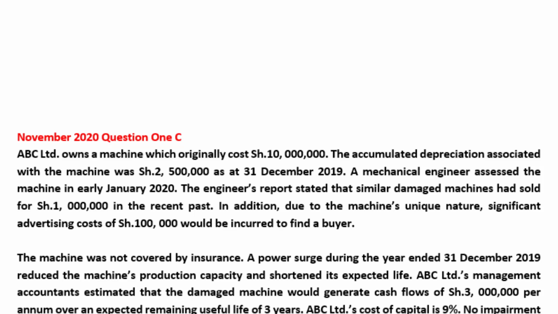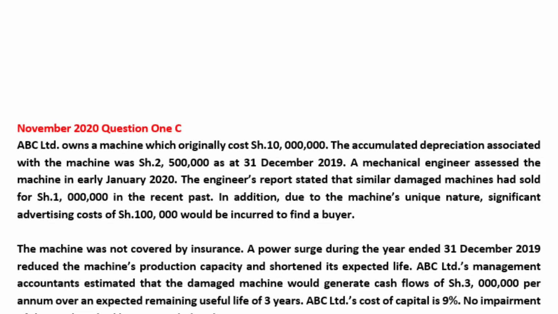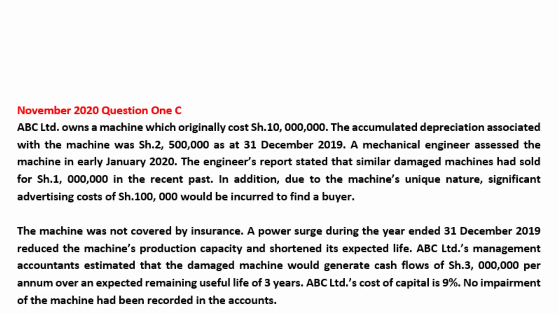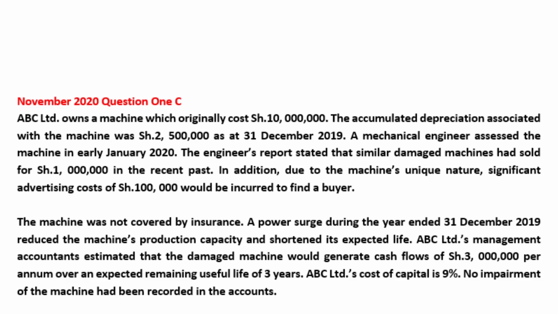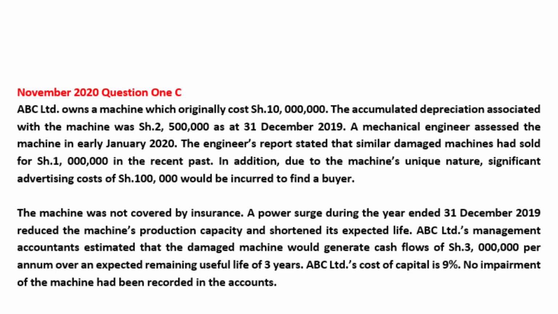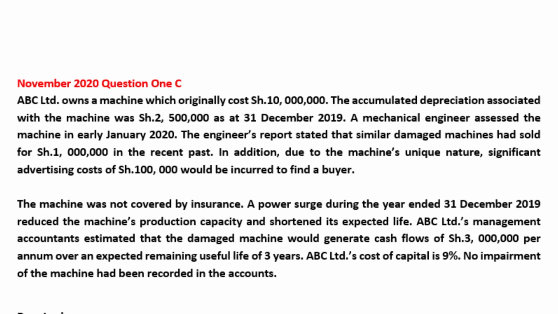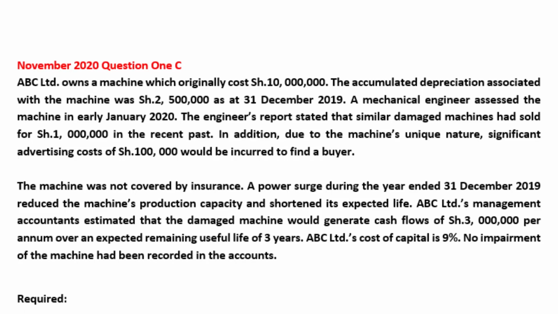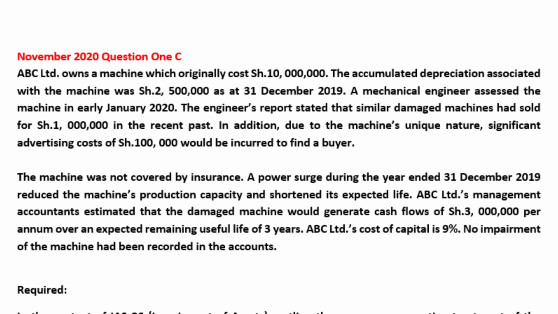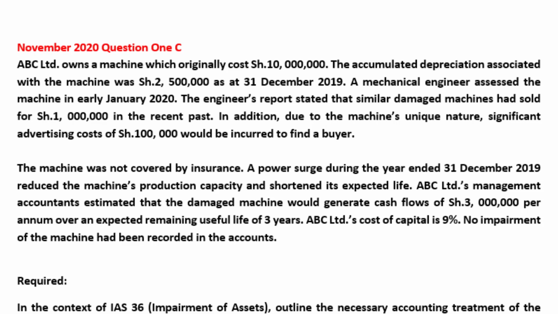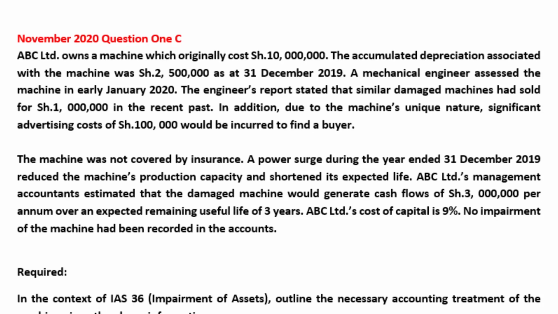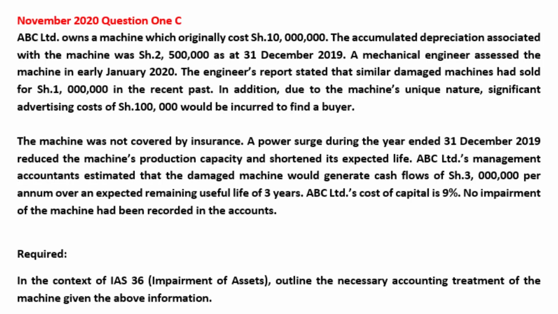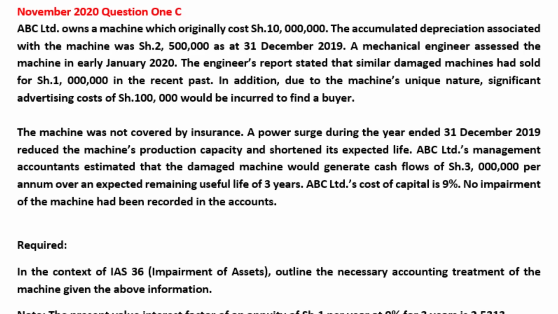In the other paragraph, we are told a power surge during the year ended 31st of December 2019 reduced the machine's production capacity and shortened its expected life. ABC Limited's management accountant estimated that the damaged machine would generate cash flows of shillings 3 million per annum over the expected remaining useful life of 3 years. And then you're told ABC Limited's cost of capital is 9%.